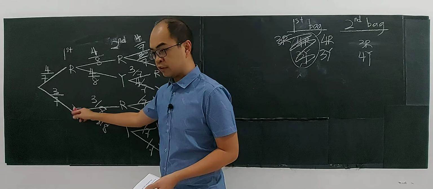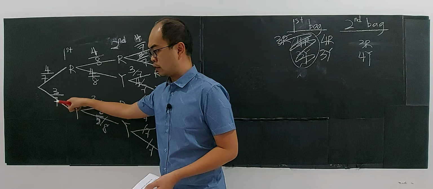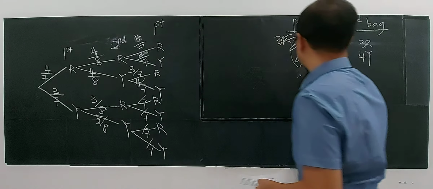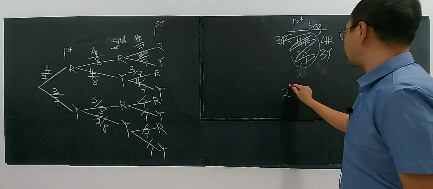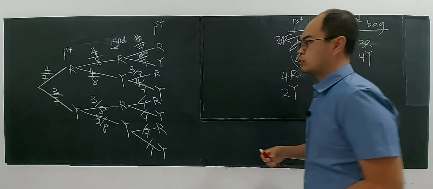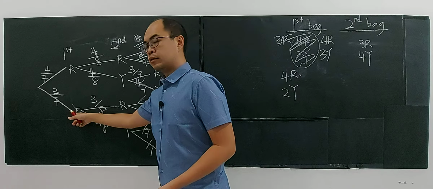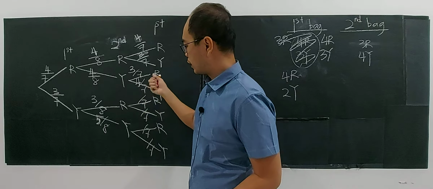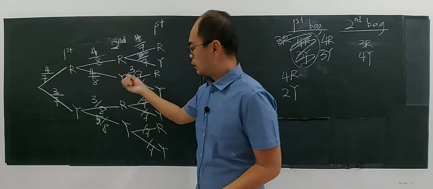At first, the first ball you drew from the first bag is yellow, right? It means the yellow has reduced, becoming 2 yellow and 4 red, right? Because you took out the yellow, you put it into the second bag, and now you draw again. From the second bag you get red, right?